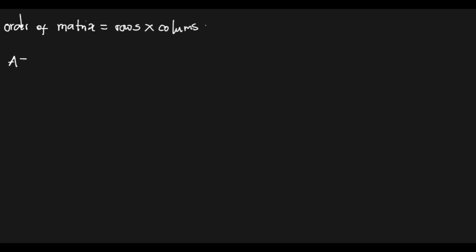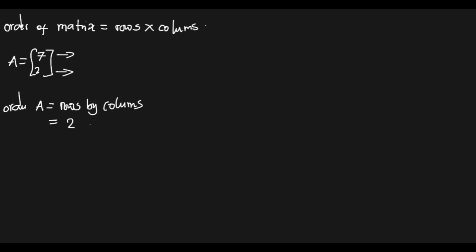Here we have matrix A, where we have 7 and 2. If the question is find the order of matrix A, we need to begin by giving the number of rows by the number of columns. From matrix A, we can see that we have 2 rows, so it's 2 by 1 column. So this is a 2 by 1 matrix.